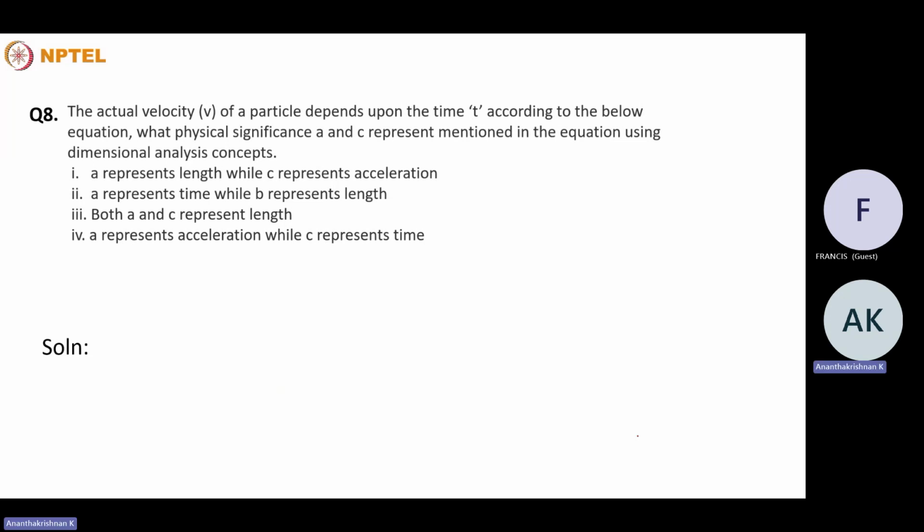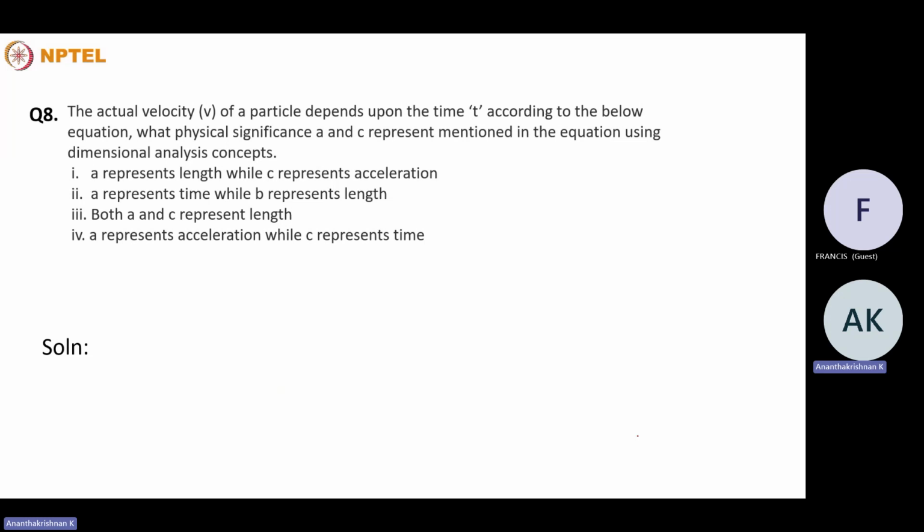If we can look into the next problem. The actual velocity v of a particle depends upon the time t according to the below equation. What physical significance do A and C represent, using the dimension analysis concept? In this particular problem, four options are given. A represents length, while C represents acceleration.